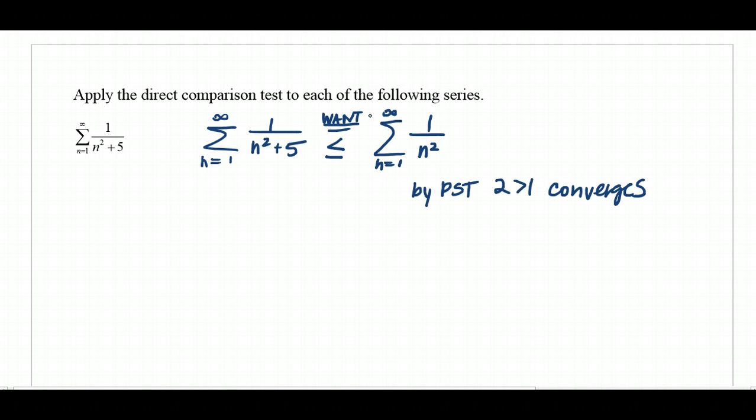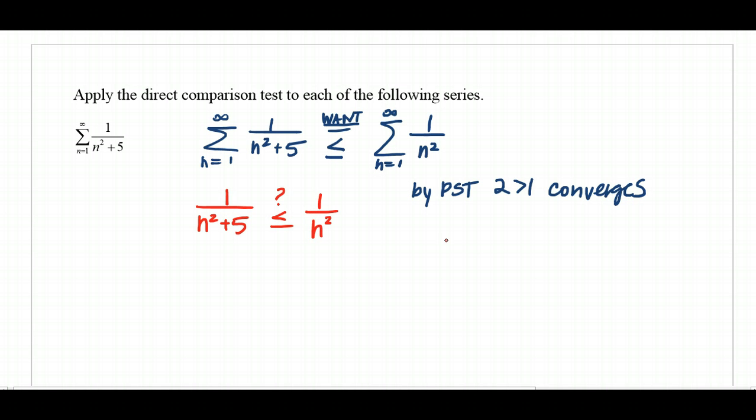So in other words, I want the one on the right to be bigger so that because it converges, it will force anything smaller than it to also converge. So here's what I want. So now let's for a second compare just the general terms. So I want to know that 1 over n squared plus 5, I want it to be, but I'm not sure that it is, less than or equal to 1 over n squared for every single n that I plug in. So now let's think about these in terms of fractions.